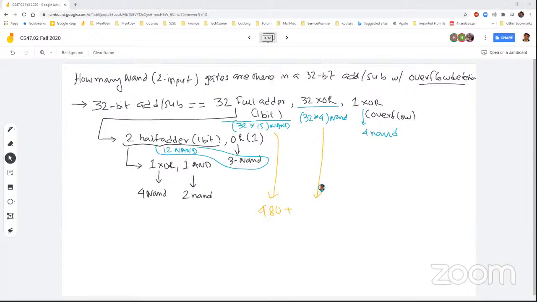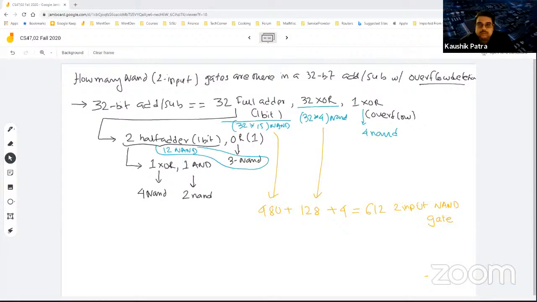This one is 128. And this is 4. So if we add them together, 480, 128 plus 4, we're talking about 612 two input NAND gates that we need to build a 32-bit adder subtractor circuit with the overflow detection. Question?